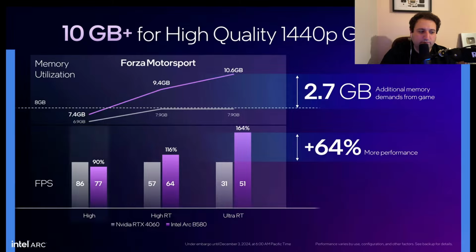And then for high without RT, the 4060 is in the lead here at 86 to 77, which is about an 11.7% improvement over the B580 with the 4060 at an advantage.